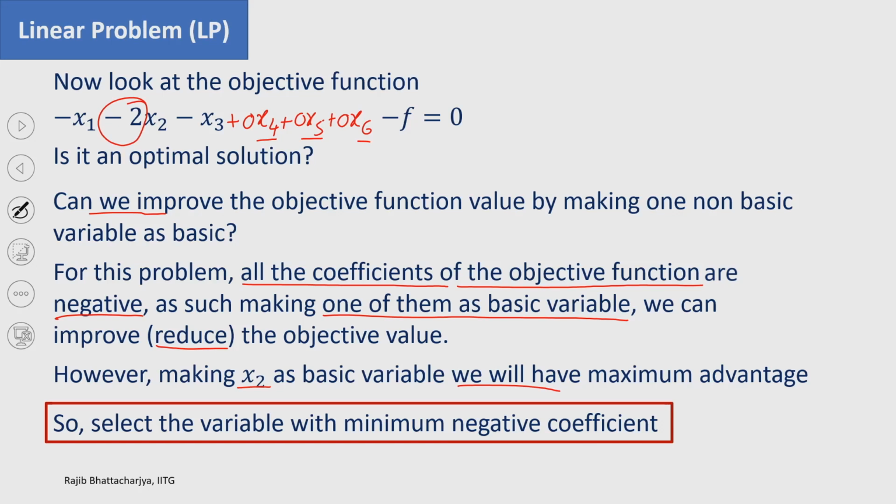But the question is, what is the maximum advantage we will get? We will get the maximum advantage if we consider x2 as a basic variable, is it not? Because the coefficient of x2 is the minimum out of these three variables. So, therefore, the rule is: select the variable with the minimum negative coefficient. So, what is the first rule? Select the variable with the minimum negative coefficient. Out of these, we will select the coefficient having the minimum negative value. This is the first rule.